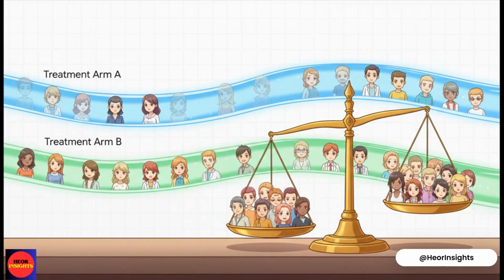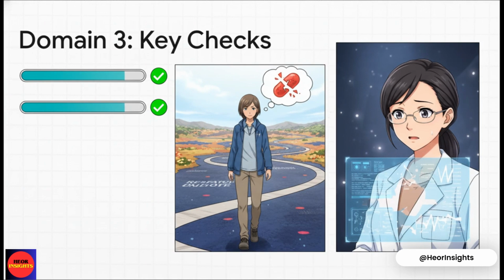Next up, domain 3, which is all about bias from missing outcome data. You might also hear this called attrition bias. It happens when, for whatever reason, we don't have data for everybody who started the trial. The key here is to figure out if the missing data is a random problem or a systematic one. Was the amount of missing data pretty much the same in both groups? And were the reasons people dropped out related to the outcome itself?